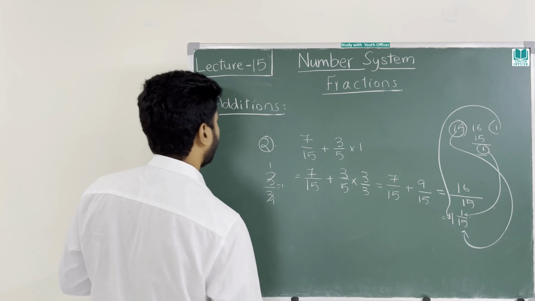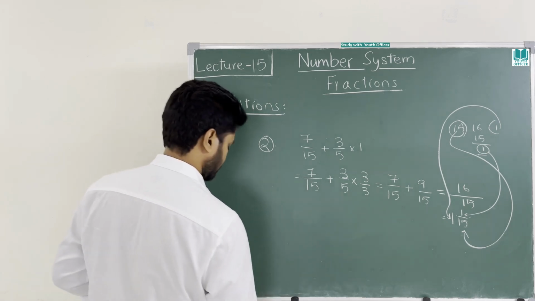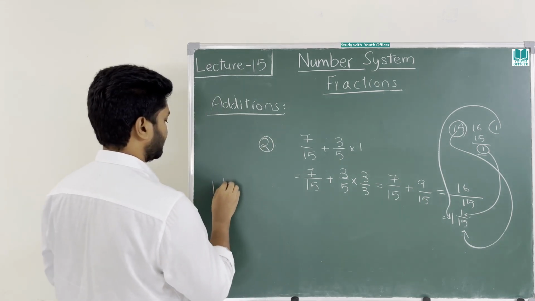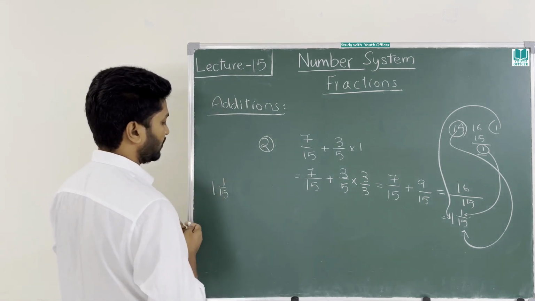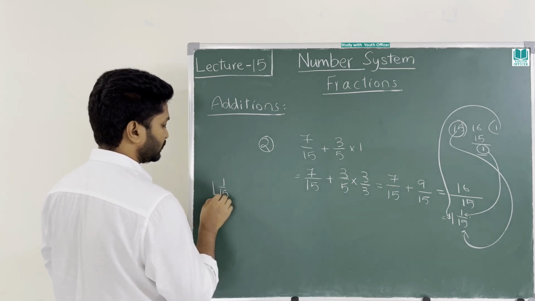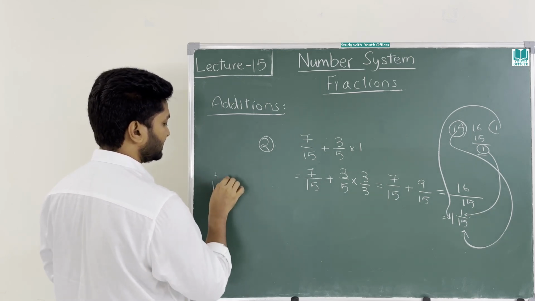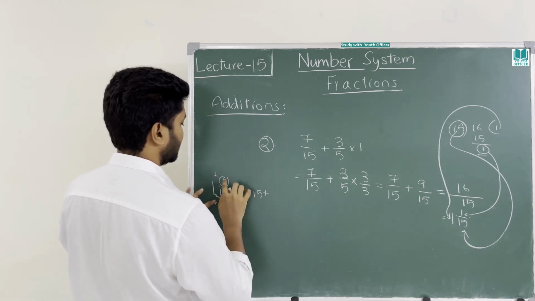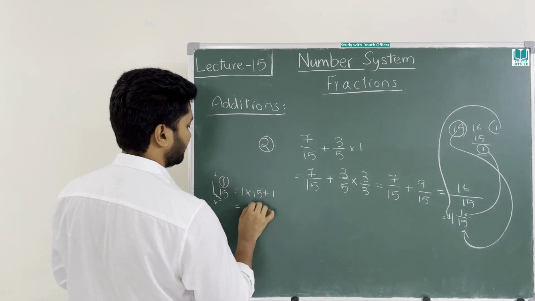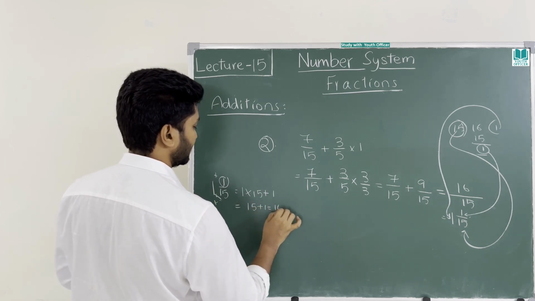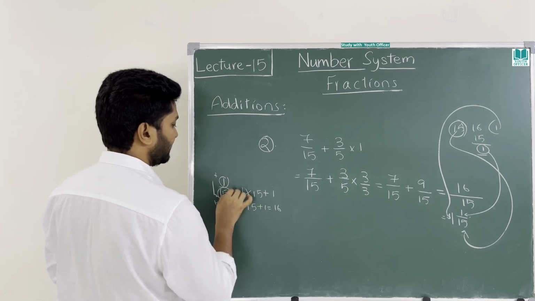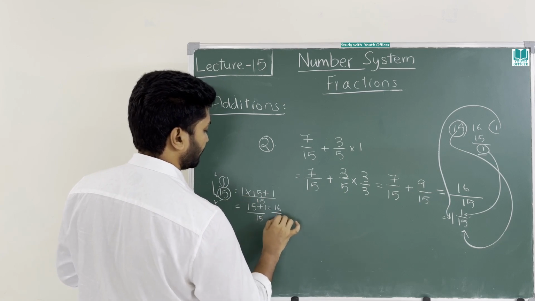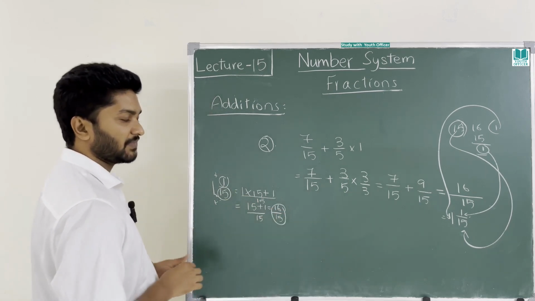How do you convert a mixed fraction into a normal fraction? If there is 1 1 by 15, how do you convert? You have to multiply these two, then you have to add this to that. That means 1 into 15, these two, plus this 1. The answer is 15 plus 1, that is 16. But you have to write the denominator 15, right? See, we got 16 by 15.